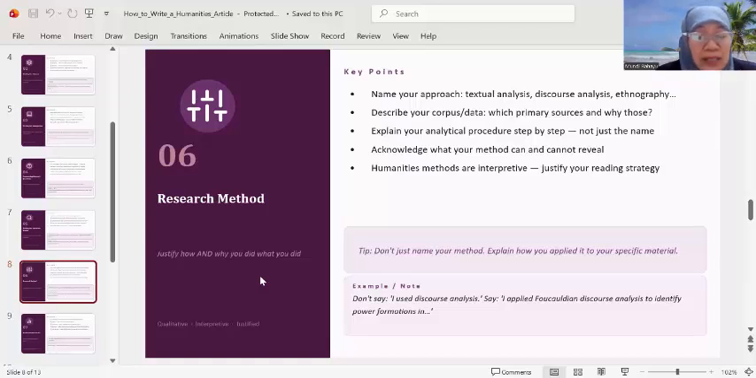Humanities methods are interpretive, mostly. Justify your reading strategy. So the tip is, don't just name your method, explain how you applied it in your specific material. For example, do not say, I use discourse analysis. Instead, you have to say, I applied Foucauldian discourse analysis to identify power formation in blah, blah, blah.